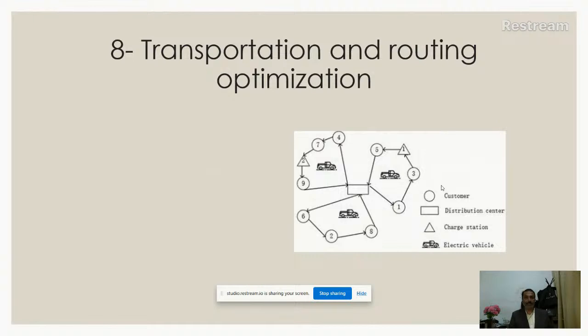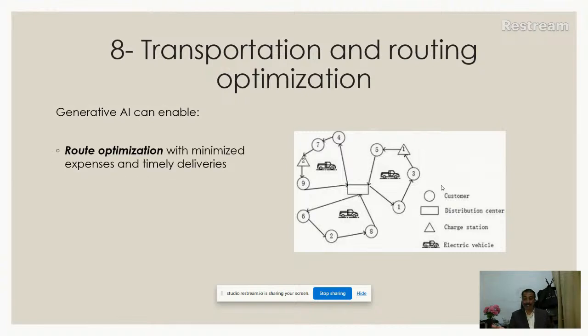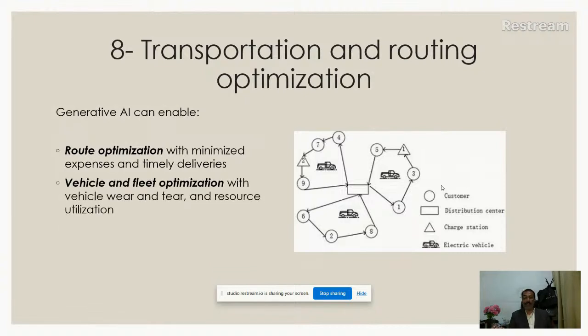Next one, some of these applications we have seen in our other supply chain analytics programs. One such important application could be transportation and routing optimization. Generative AI can enable route optimization with minimized expenses and timely deliveries. Vehicle and fleet optimization, with vehicle wear and tear and resource utilization, is also captured. So it is in a better position to suggest.